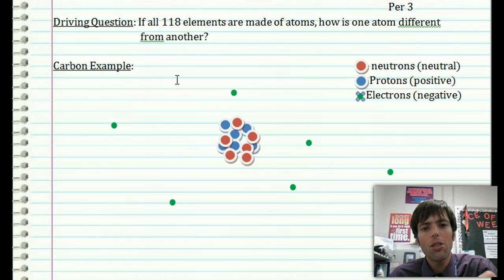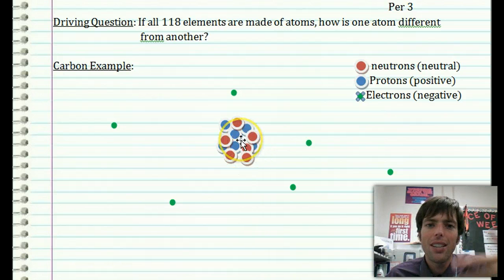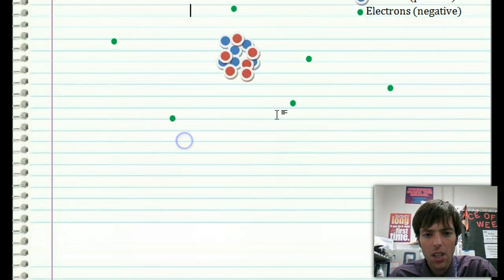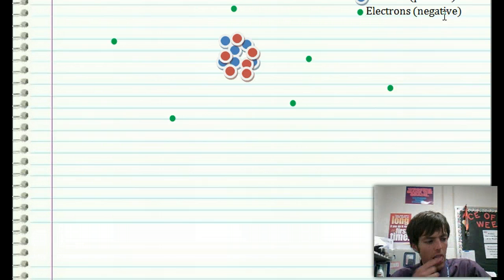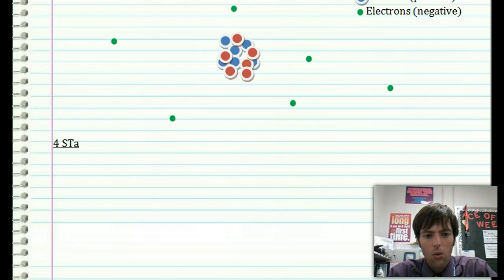How are they different from one another? Well, it's those protons, the little blue balls that I drew right here, the 1, 2, 3, 4, 5, 6 blue balls. That's what tells me that this is a carbon atom. So I hope this makes sense. I'm going to have us write a few more things down here. So once you draw a carbon with me, let's write down 4 statements. Here we go.